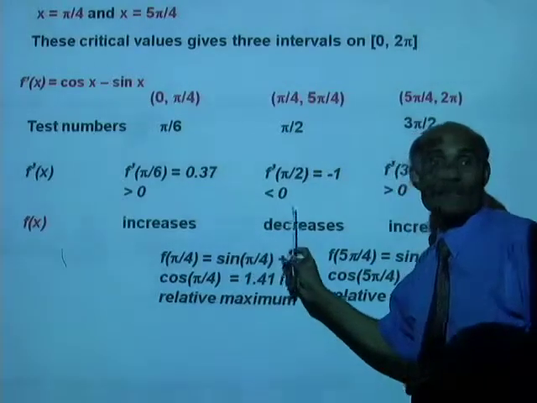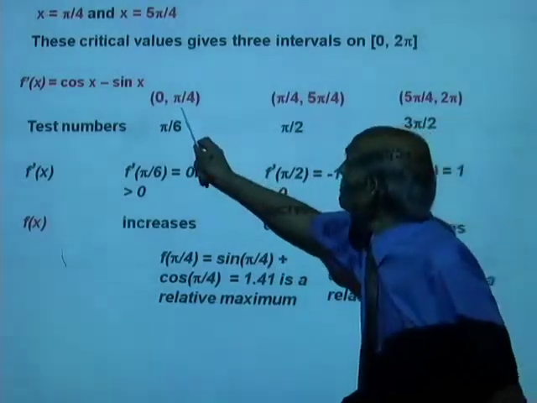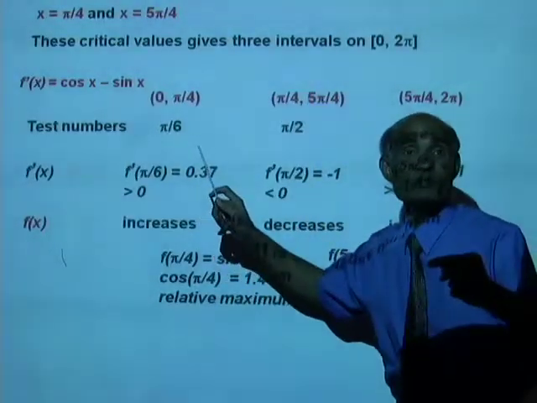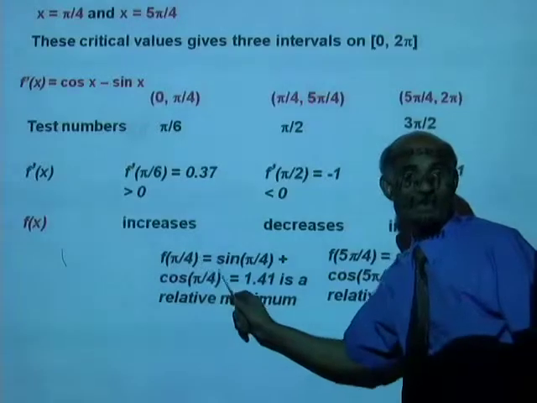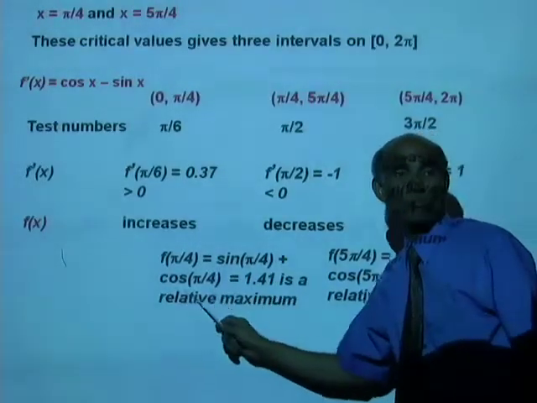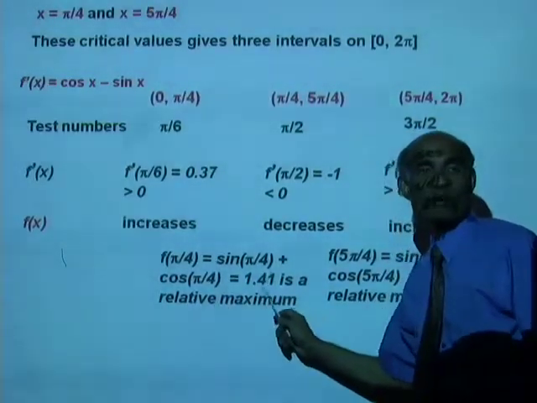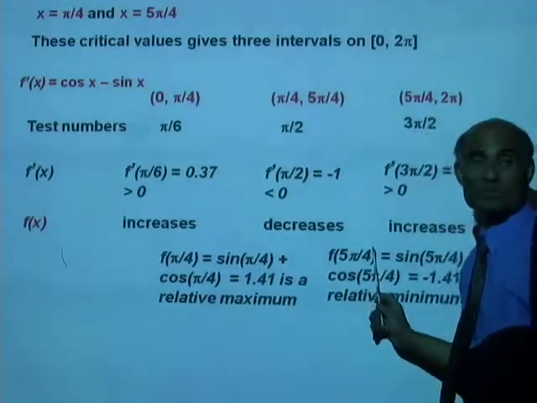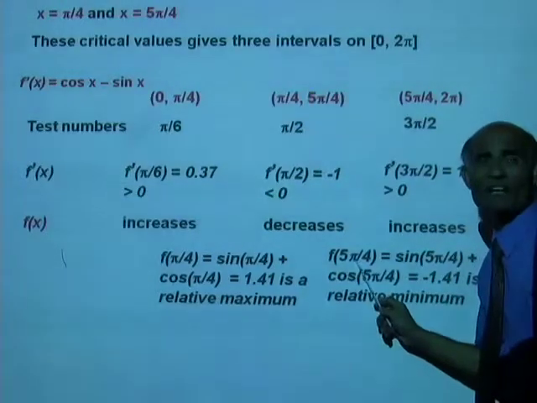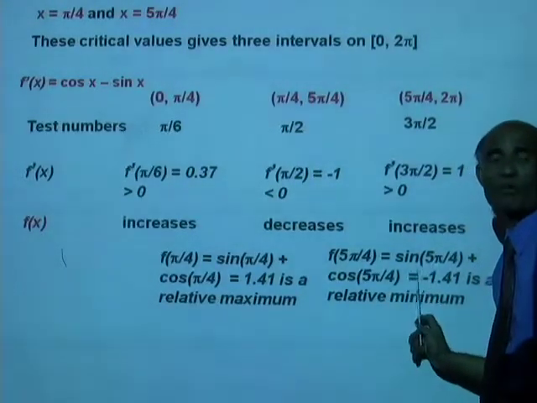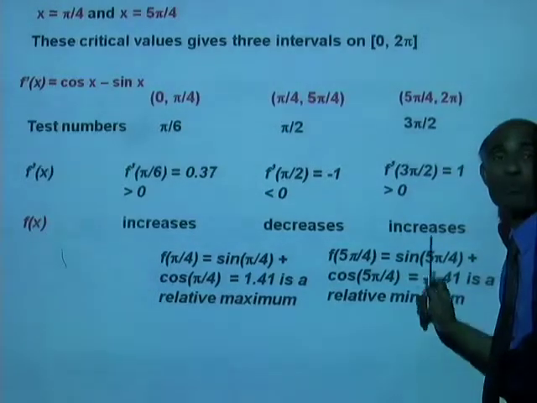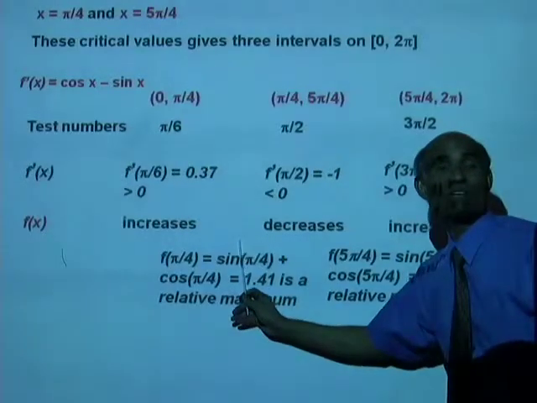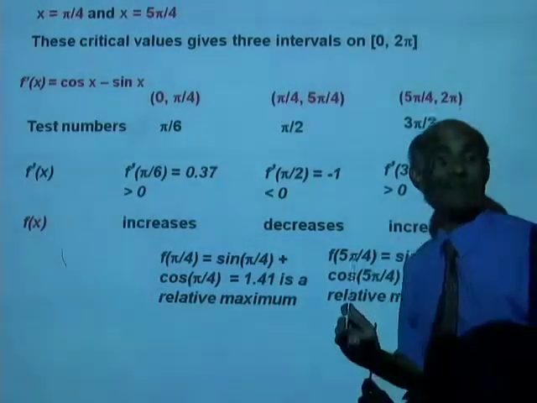And you can find the relative maximum by putting x equal to pi by 4 in the function sine x plus cos x. And that will give you sine of pi by 4 plus cos of pi by 4, which is 1.41, a relative maximum. Try that on your own. Similarly, what is the function at x equal to 5 pi by 4? It is negative 1.41, and that is a relative minimum. So we have identified a relative maximum and a relative minimum.